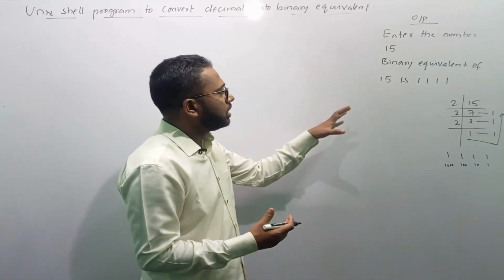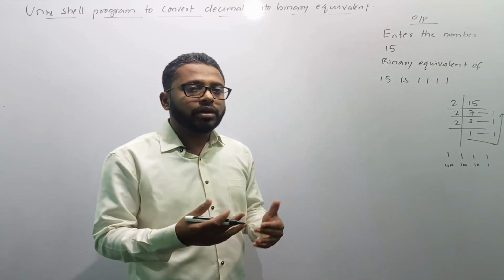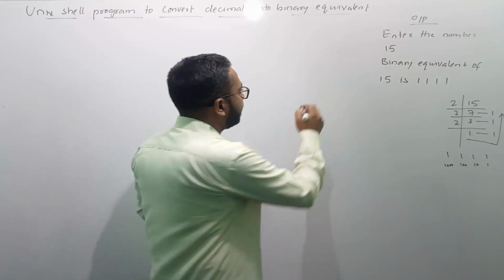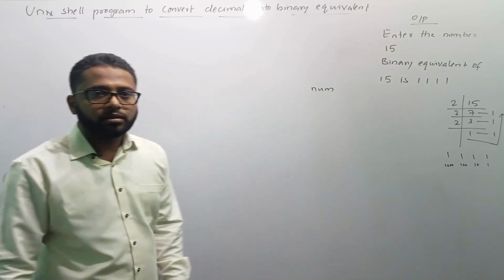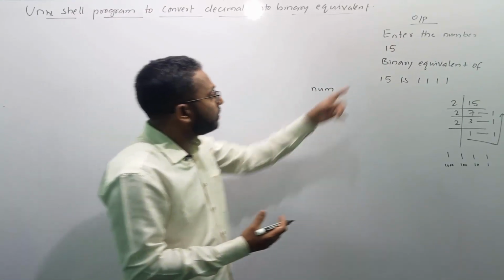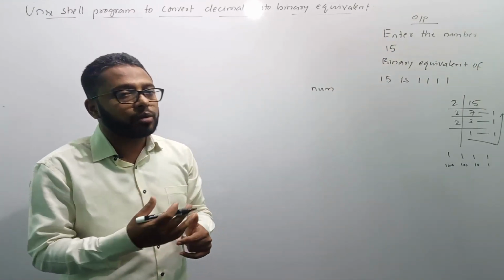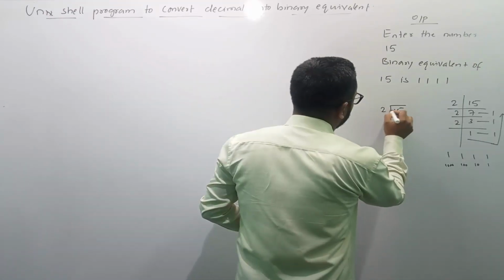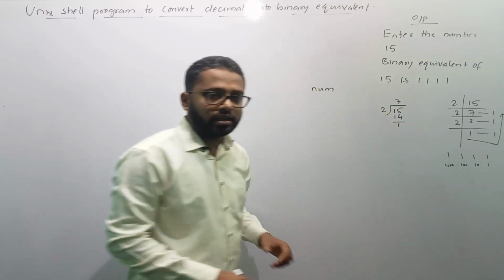Since I am asking the user to enter a number, let us say 15, in our program we need to create one variable which will hold that value. So I will create a variable with the name num. What should be our approach? First we need to find the remainder of this number 15. To get the remainder, we need to perform the modulus operation on this number with 2. 2 7s are 14, and we will get 1 as the remainder.